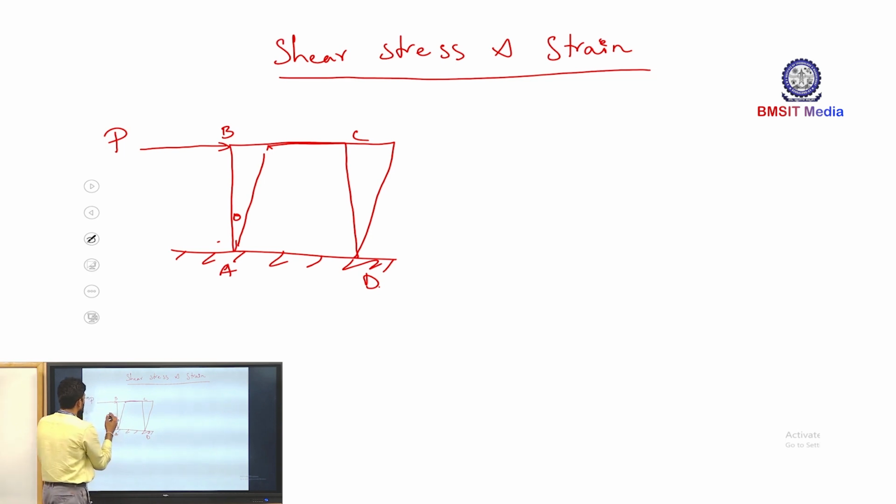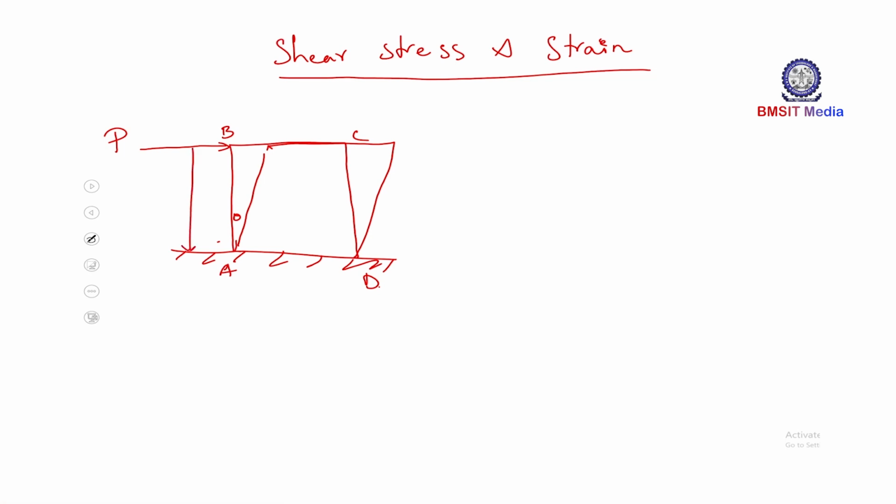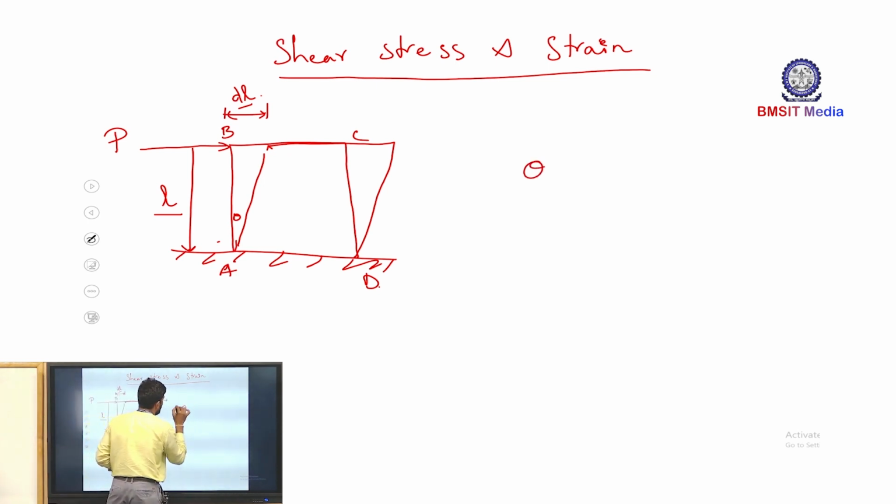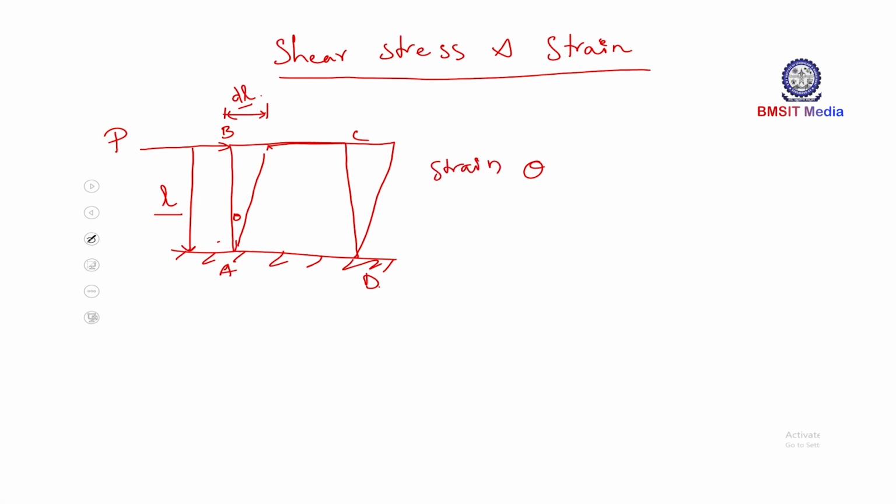Let me take the total length as L, and how much it has moved from its original position, I will take it as DL. So how much has it undergone? Of course, this is strain. Strain is DL by L, and the stress is nothing but load by cross-sectional area.